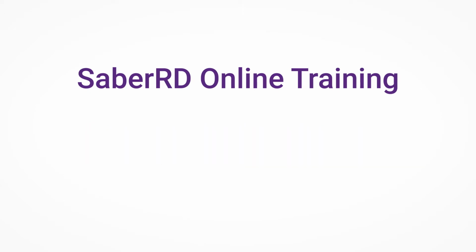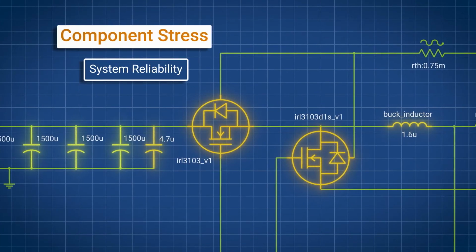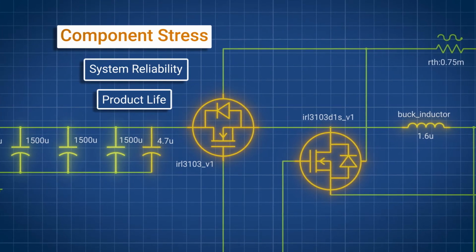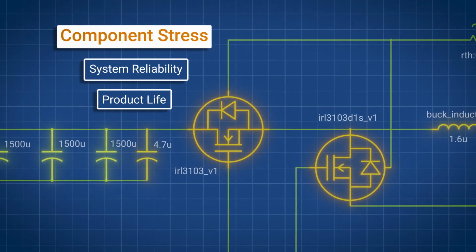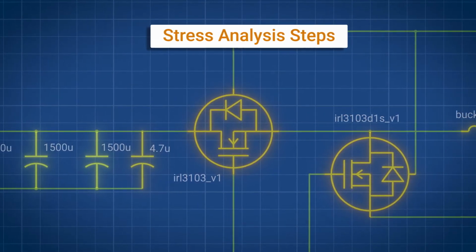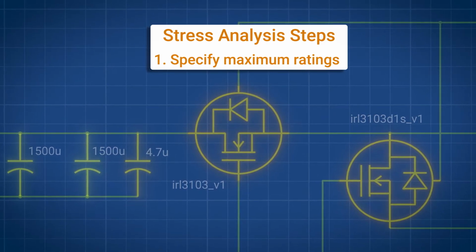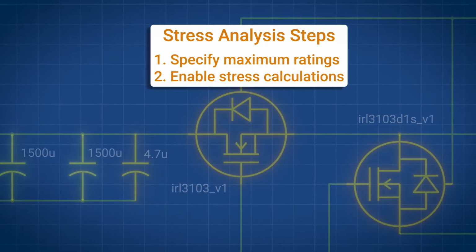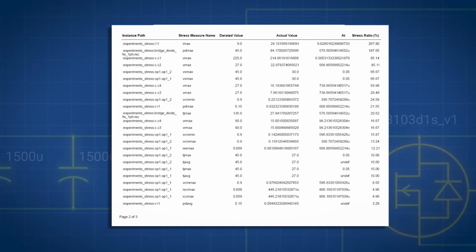In this section, we explore stress analysis. Component stress threatens system reliability and shortens product life. Understanding and managing component stress creates a robust design. Saber's stress analysis automates the process with a few simple steps. We specify maximum ratings for the components, enable stress calculations, and run analyses. The result is a tabulated stress report.